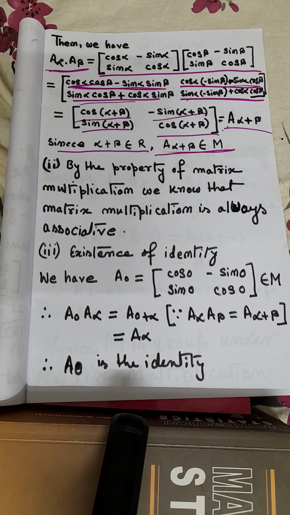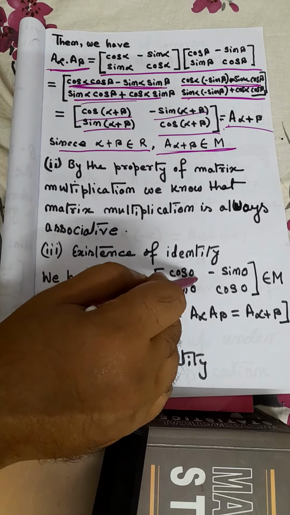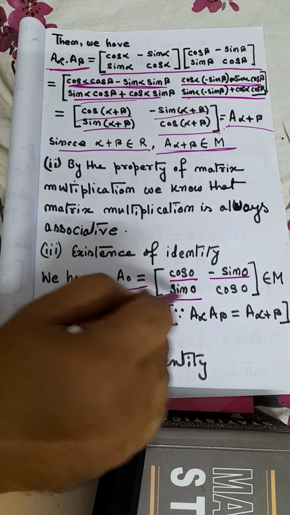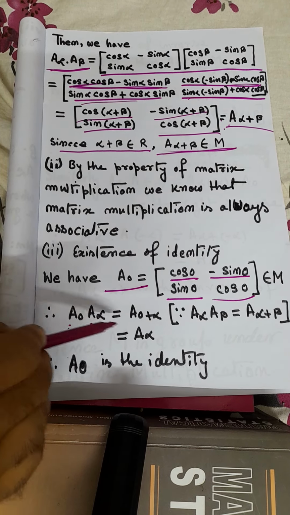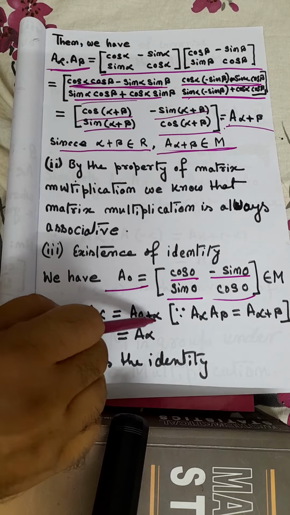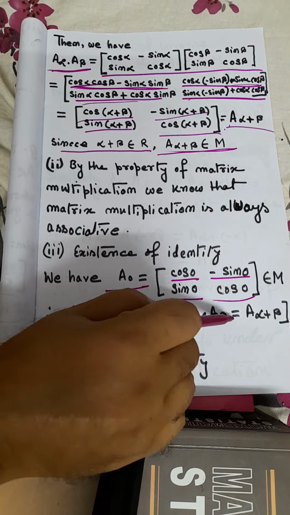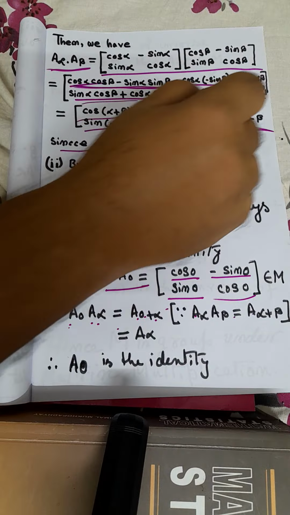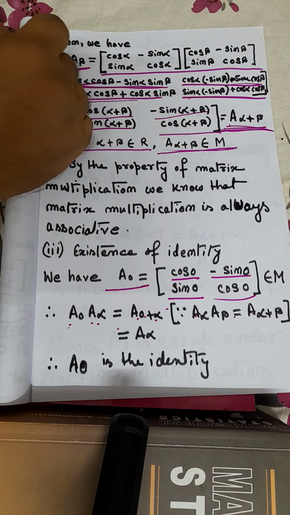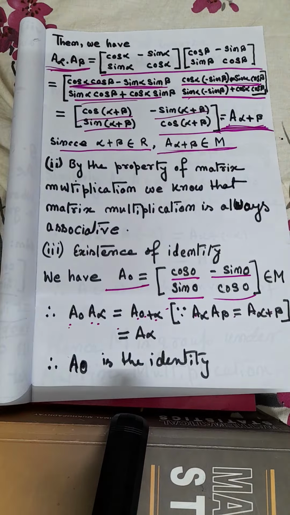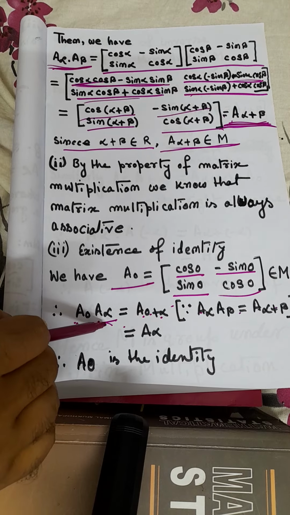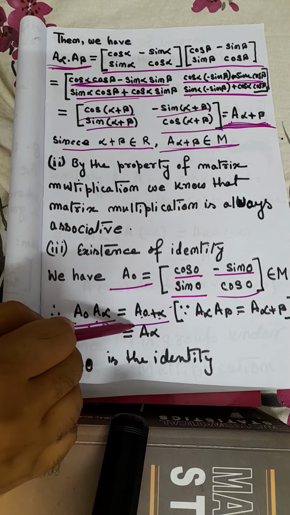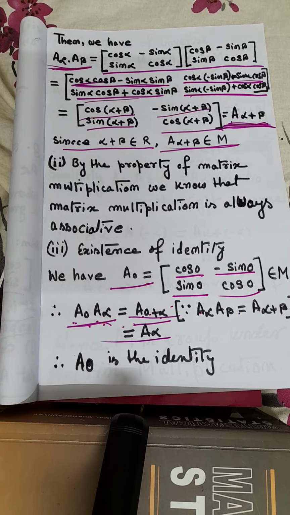Now the existence of identity. If we consider A0, then we will get cos 0, minus sin 0, sin 0 and cos 0. That is A0 multiplication A alpha equal to A0 plus alpha, because A alpha into A beta equals A alpha plus beta, as we have seen. So if you do A0 multiplication A alpha, we will get A0 plus alpha, that will give us A alpha, right? So A0 is the identity here.